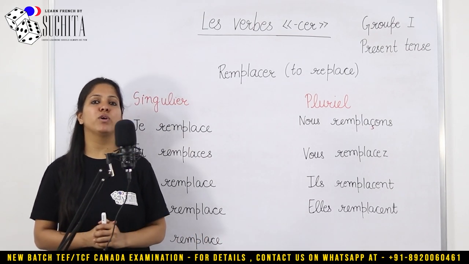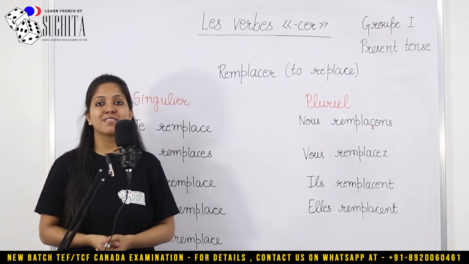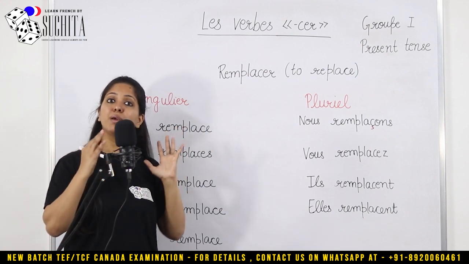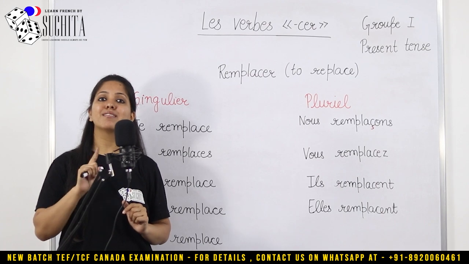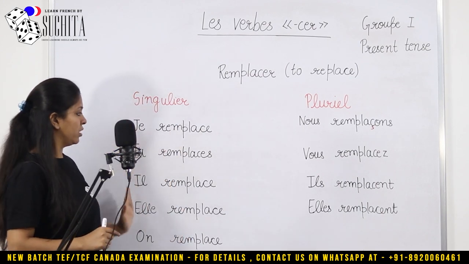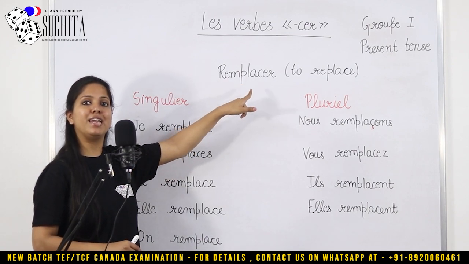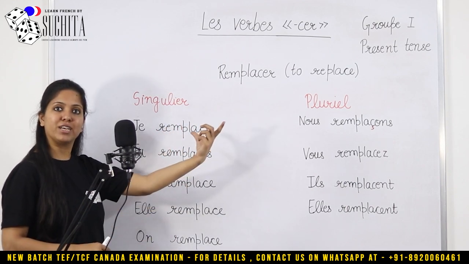Okay, the next verb that we are going to do is remplacer. Remplacer, which means to replace. Again, it is a CER verb. Now, what do you have to do? The same rule we are going to apply. You need to cut ER. It is a CER verb, but that doesn't mean that you have to cut CER. You will cut ER. Whatever is your radical, REMPLAC, this is your radical, you will write with all the subjects.